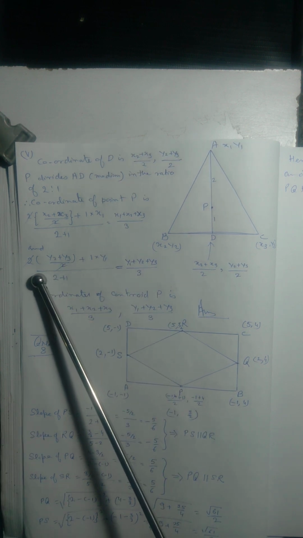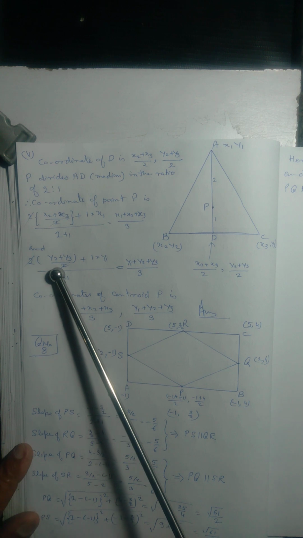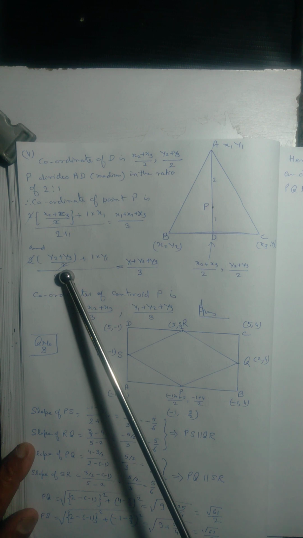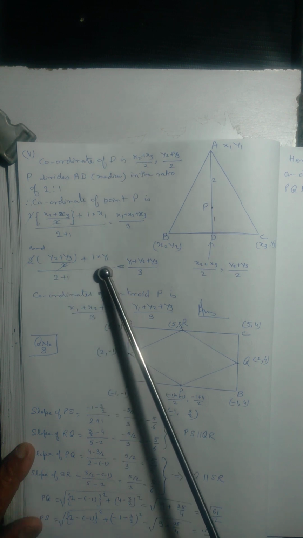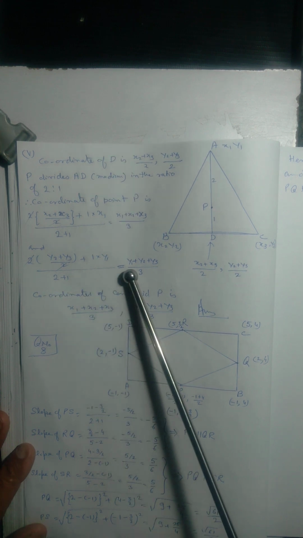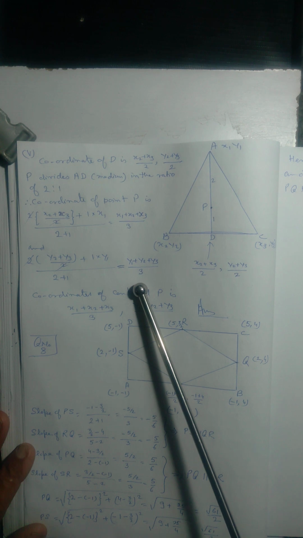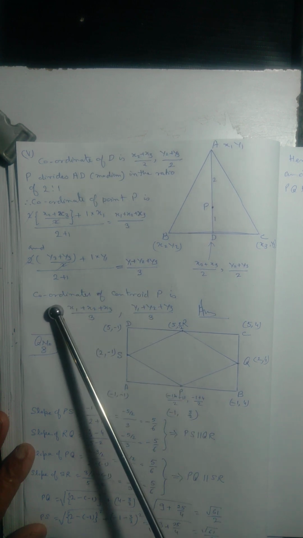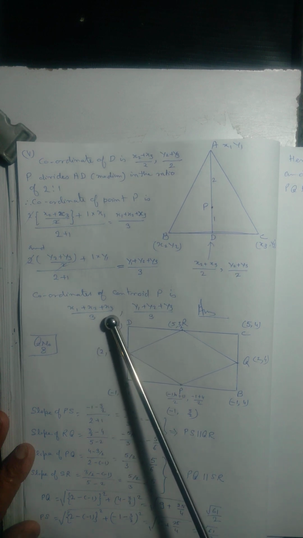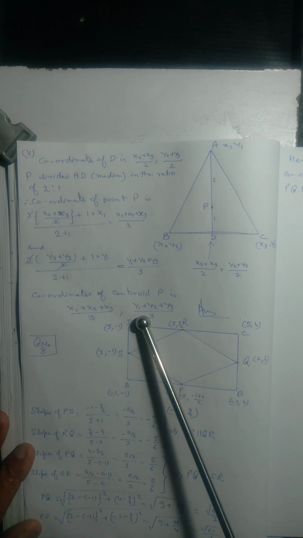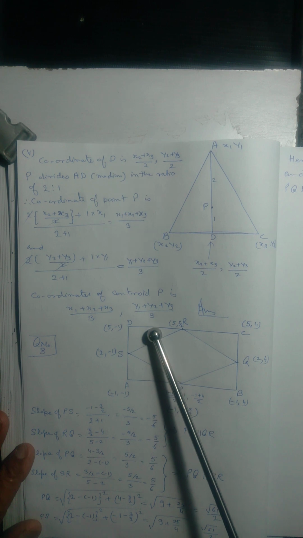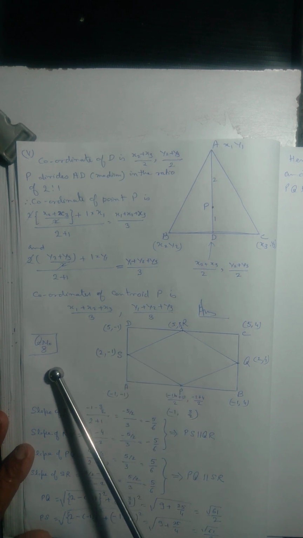And for the ordinate also, you see 2 times (y2 plus y3) whole divided by 2. The 2 and 2 will be cancelled. 1 times y1 on the numerator part, and in the denominator there is 2 plus 1. So (y1 plus y2 plus y3) divided by 3. So the coordinate of the centroid P is equal to (x1 plus x2 plus x3) by 3, and the ordinate will be (y1 plus y2 plus y3) divided by 3. Now proceed to question number 8.